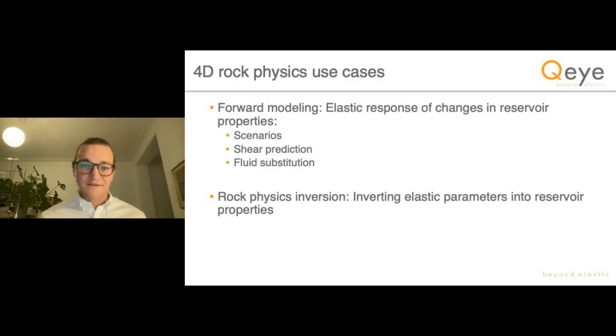But more importantly for us, the rock physics model also allows us to perform a subsequent rock physics inversion where we invert the elastic properties that are output from our AVO inversion into a subsequent inversion to extract reservoir properties. So this results in change in water saturation, change in effective stress, and potentially change in, for instance, porosity.